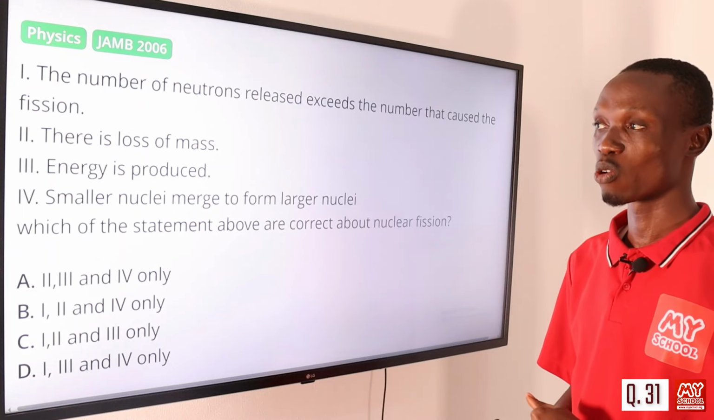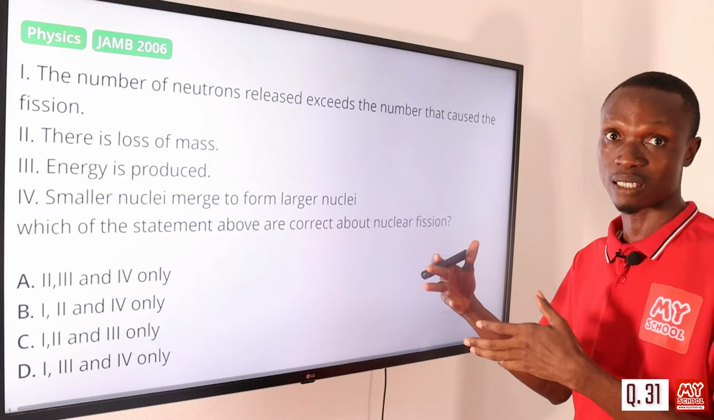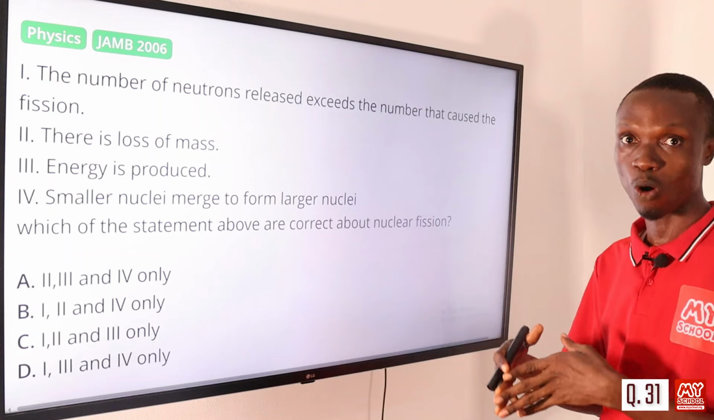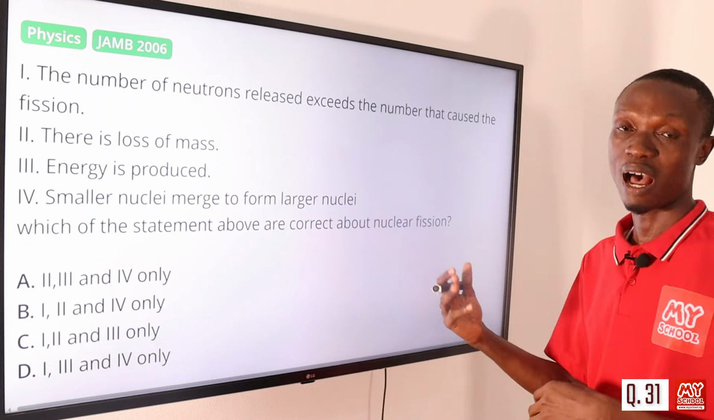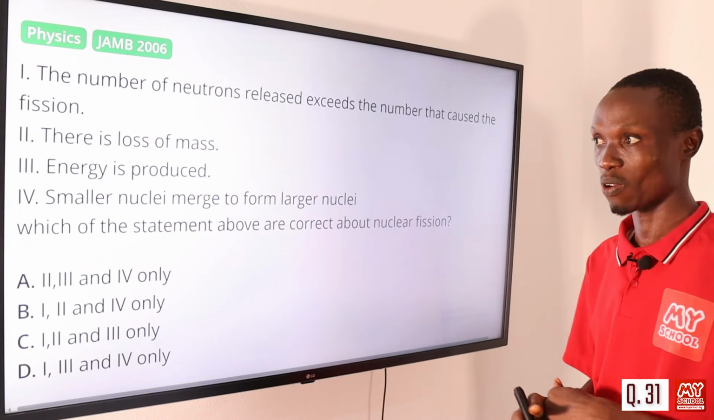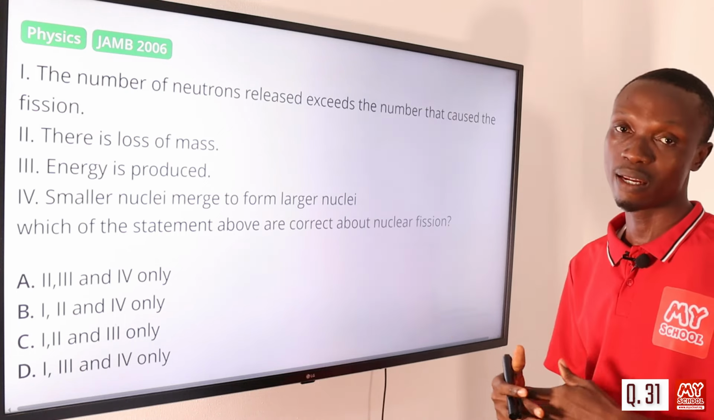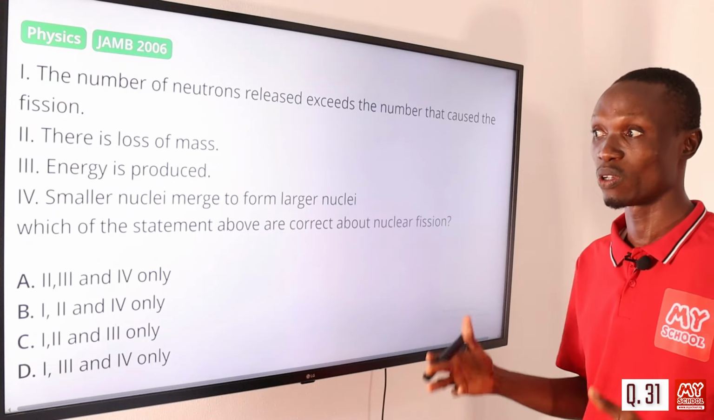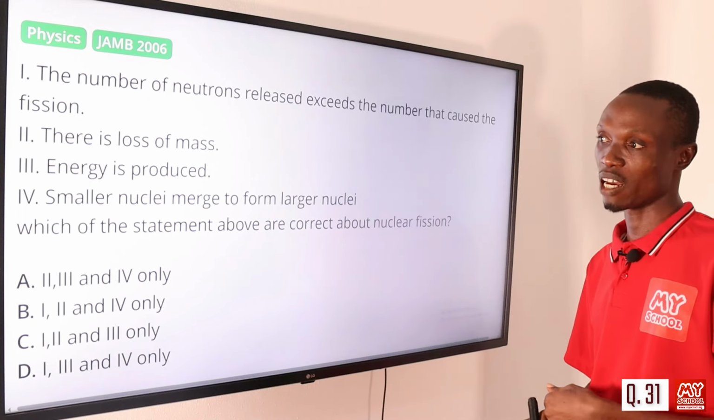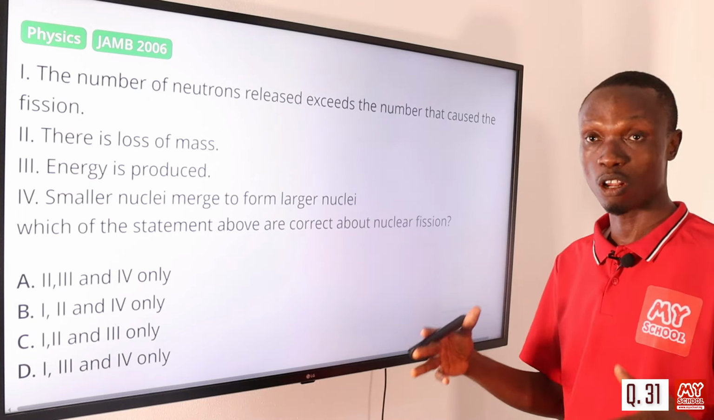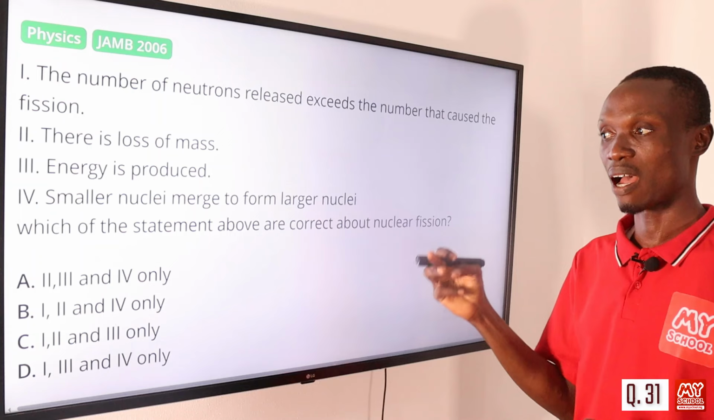Then II, there is loss of mass. II is also correct, because the energy released is a result of a small amount of mass of the substance being converted into energy, as described by Albert Einstein's equation. III, energy is produced. Yes, during nuclear fission, energy is produced. Then IV, smaller nuclei merge to form larger nuclei. I think IV is describing nuclear fusion. So I is correct, II is correct, then III is correct.